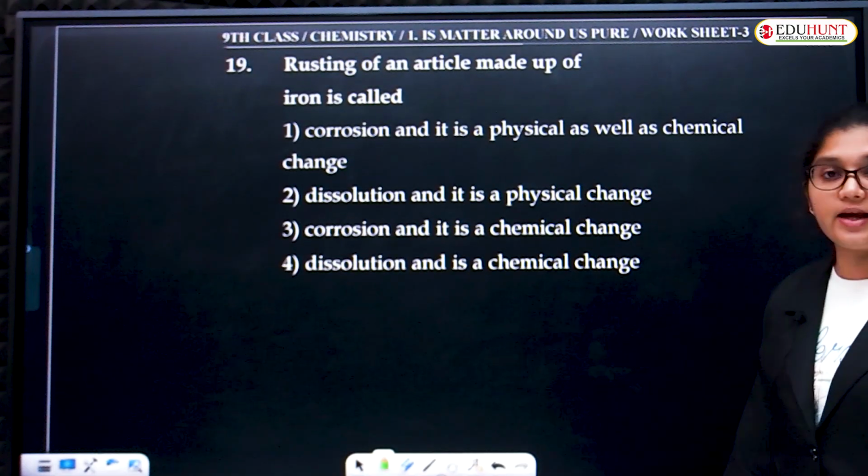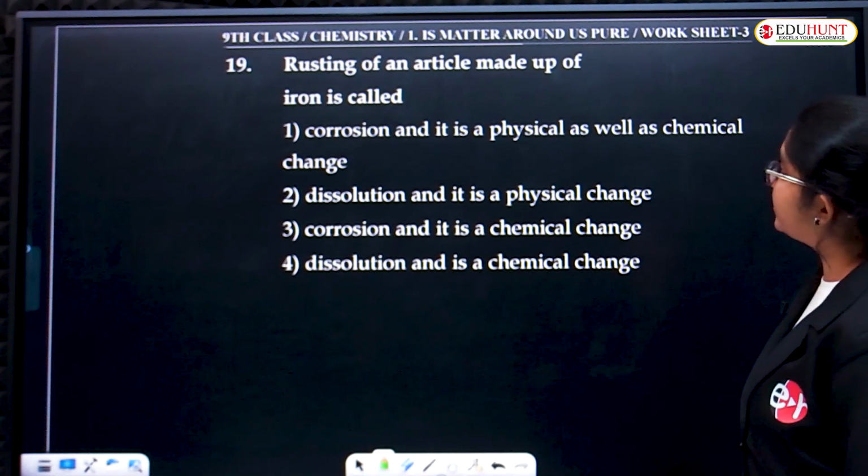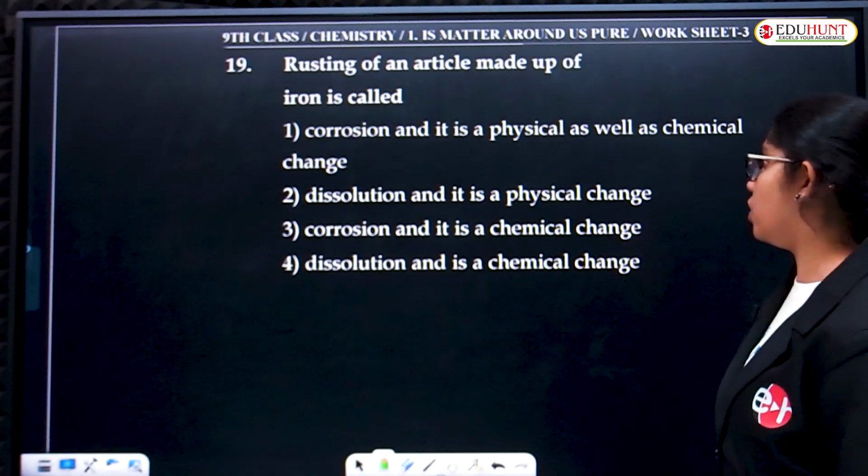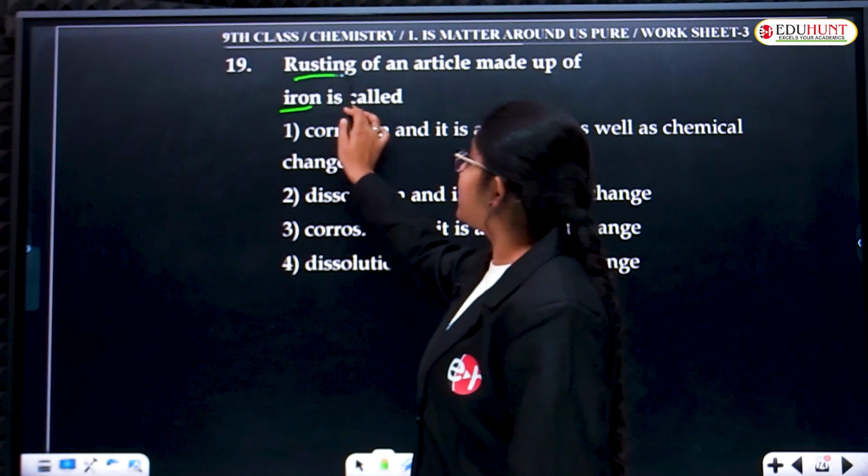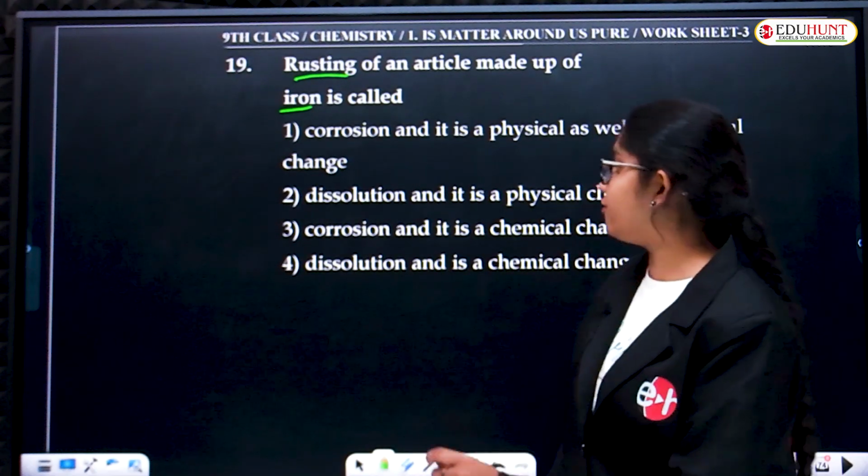Next, question number 19. Rusting of an article made up of iron is called. Children, whenever you see the words rusting of iron, that is nothing but corrosion.